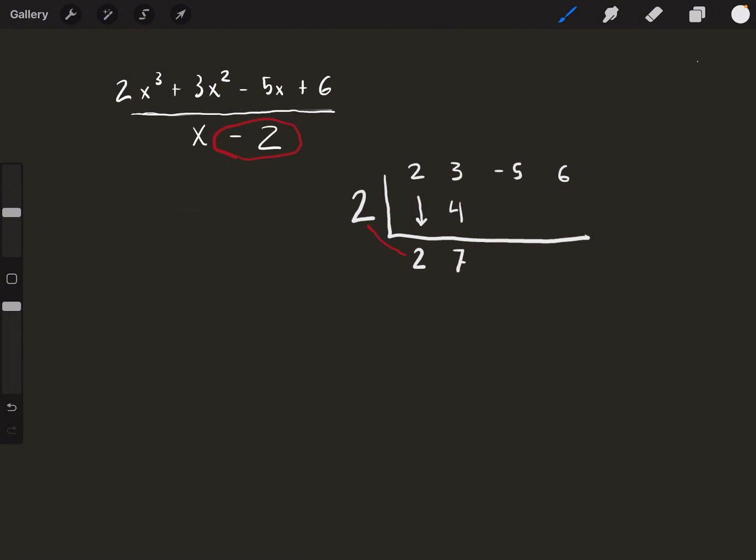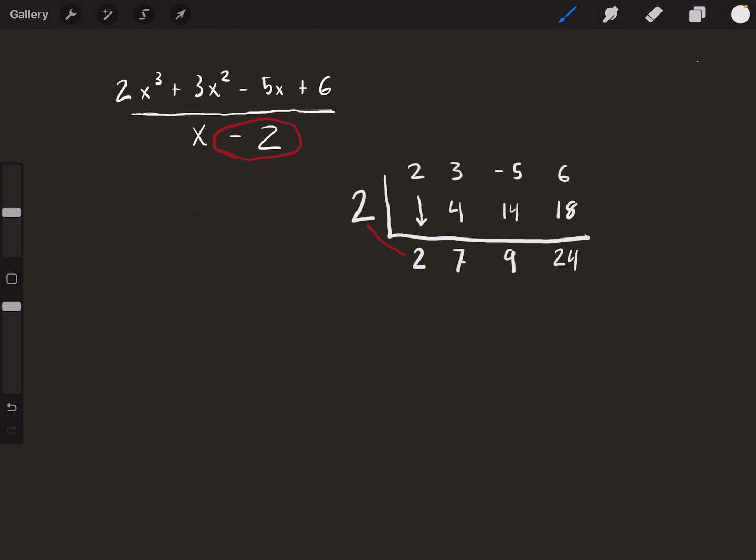Now we do the same thing. We multiply the 7 by the 2, which gives us 14. And -5 plus 14 is 9. And so one last time, 9 times 2 is 18. And so 6 plus 18 gives us 24.